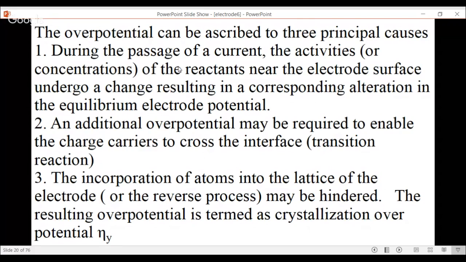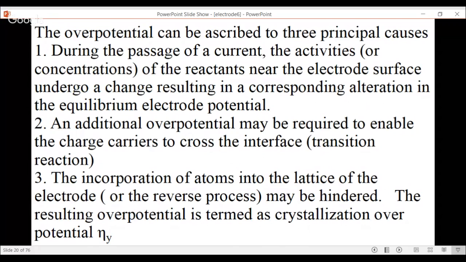In all these things, we will incorporate them as subsidiaries of these three. During the passage of the current, the activities or concentrations of the reactants near the electrode surface undergo a change, resulting in a corresponding alteration in the equilibrium electrode potential. The electrode potential is the potential available on the electrode relative to the potential available in the electrolyte. So this difference only is what is called the electrode potential.